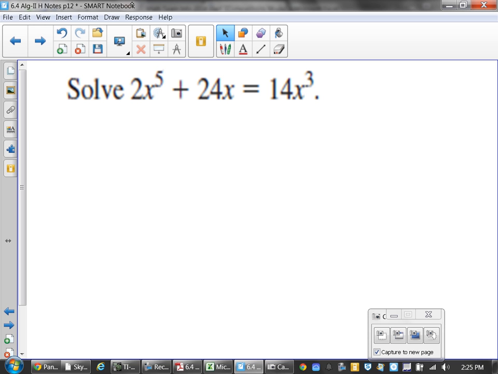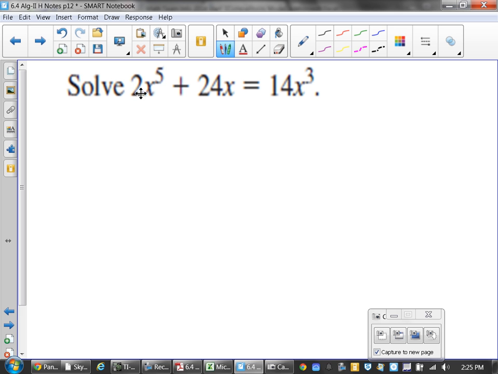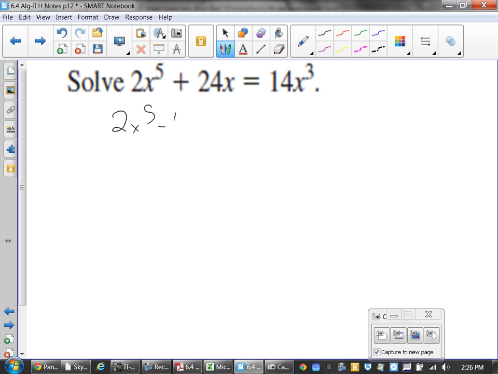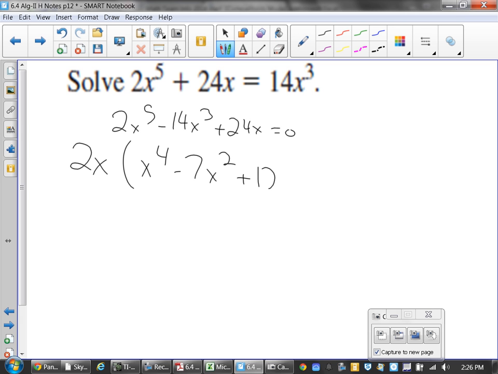I'm hoping, guys, your very first step was to go 2x to the 5th minus 14x cubed plus 24x and set it equal to 0. Right? Now, what's the first rule of factoring? GCF. You gotta take the GCFs out. It makes your life a lot easier. You always want to put it in descending order because now when you factor out your GCFs, you take out the 2x, you have x to the 4th minus 7x squared plus 12.